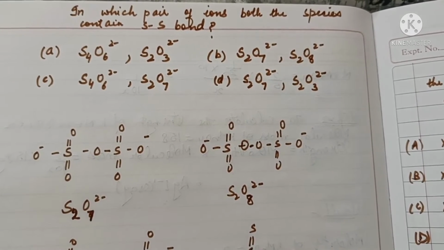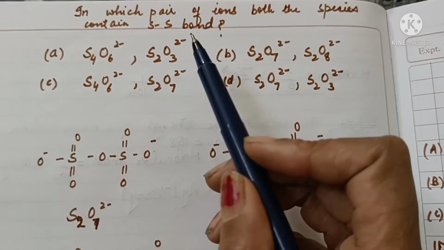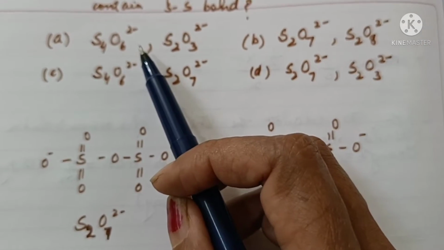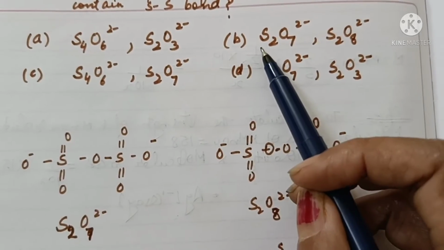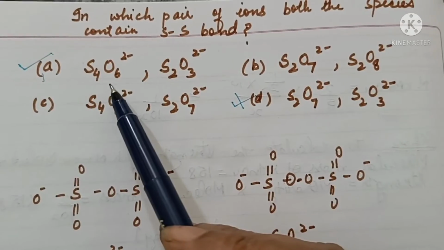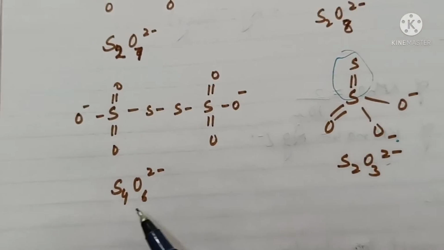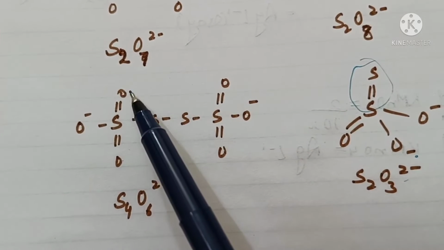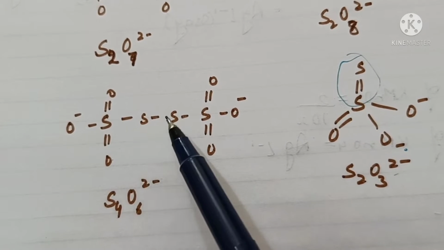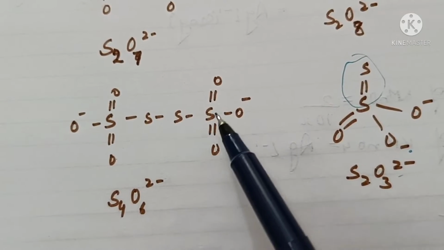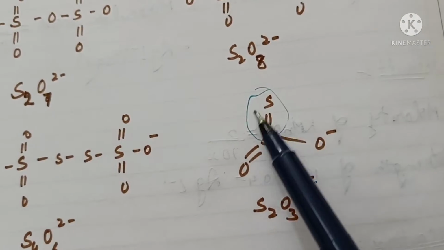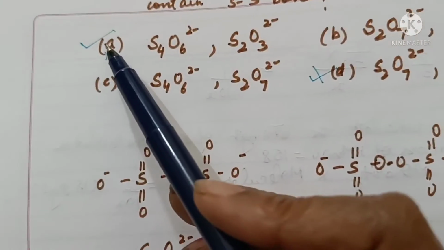In which pair of ions both the species contain an S-S bond? So we write down the structures of the species: S4O6 2-, S2O3 2-, S2O7 2-, S2O8 2-. So S4O6 2-, its structure has S double bond O and single bond O negative, and then sulfur linkages. So it contains sulfur linkages. S2O3 2- also contains sulfur linkages. So option A is the correct answer.